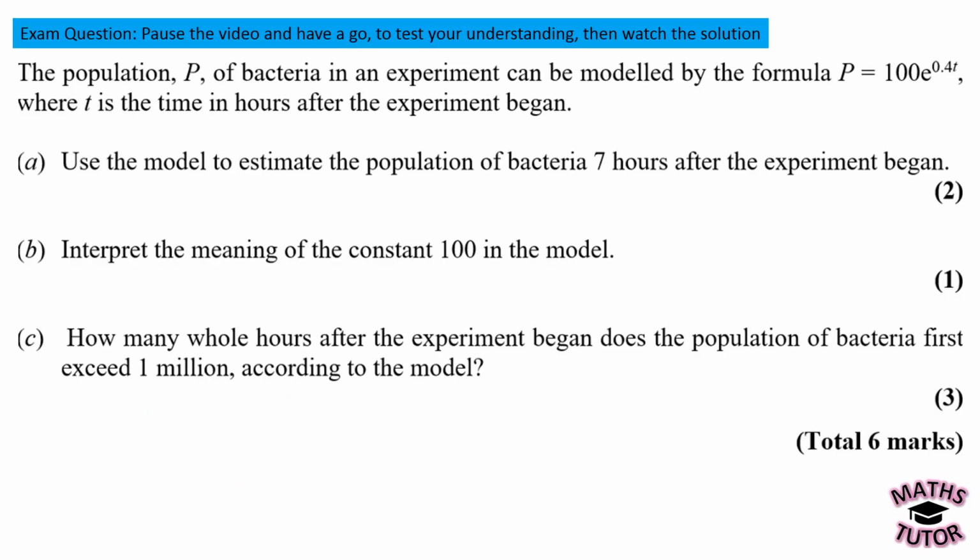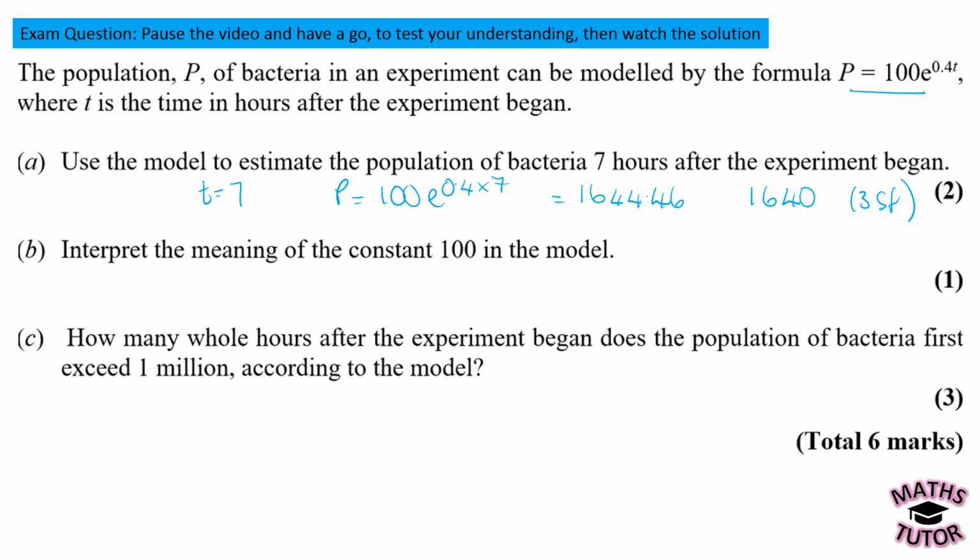So here's an exam question. You can pause the video and have a go to test your understanding, or just continue to watch. I'm going to go through it now. So we've got the population P of bacteria is given by this formula where T is the time after the experiment has begun. So find the bacteria after 7 hours. That will be when T is equal to 7. So P will be 100 e to the 0.4 times 7, which on your calculator comes out to be 1644.46. So 3 significant figures, 1640.